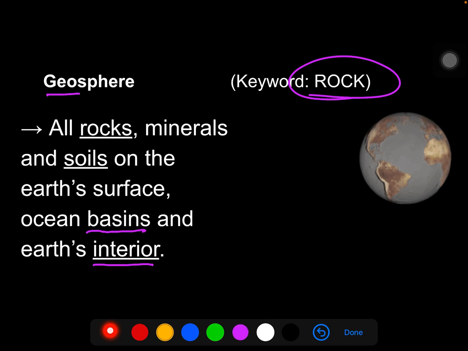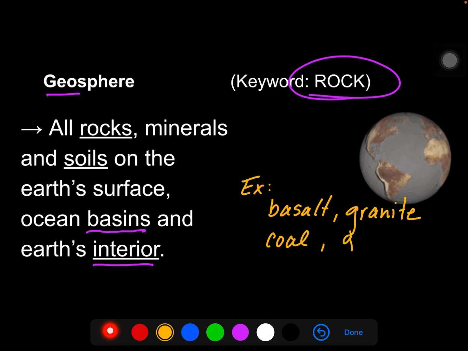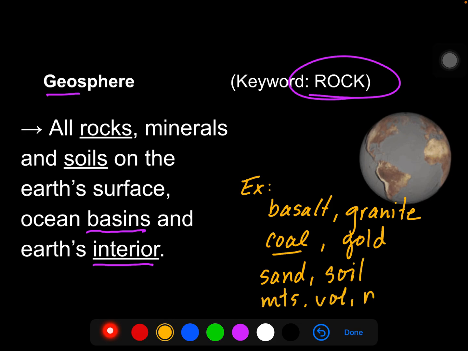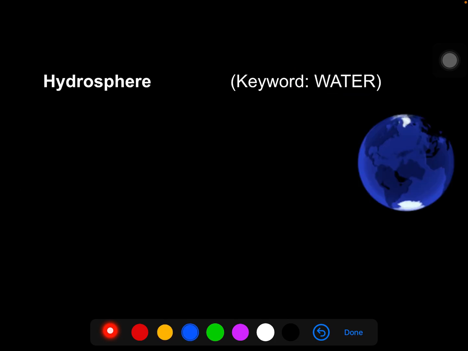So when we think about examples, looking for a few to record on our document, we could have things as simple as rock types like basalt or granite. We could have different elements like coal or gold. Coal is not an element, sorry. Fossil fuel like coal, or an element like gold. We could think about sand or soils. We could think about mountains, volcanoes, lava, magma, all the things having to do with rocks and Earth, the ground. That's our geosphere. Hydrosphere then, our key word is water.